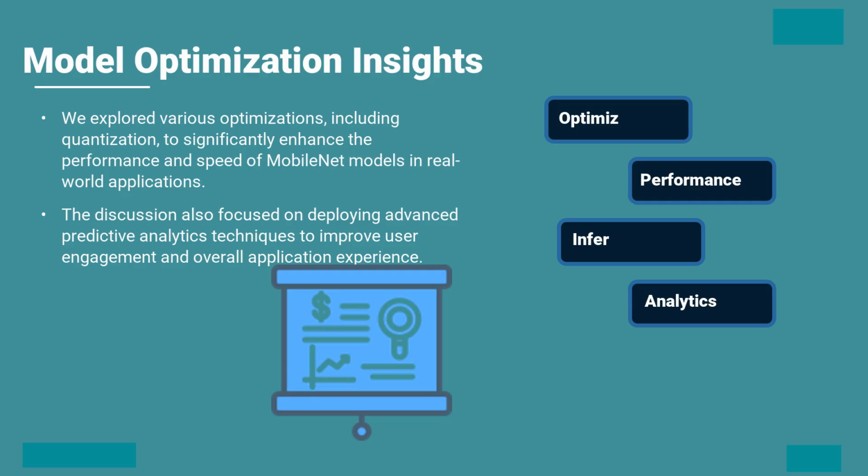So far, we have learned about the significance of inference speed in evaluating Mobilenet's performance and the role of FLOPS as a measure of computational efficiency. We've discussed how to implement Mobilenet in mobile applications, execute inference, and measure performance with practical coding examples. Additionally, we have explored optimizations like quantization to improve model efficiency and speed, ensuring better user experiences. Moving forward, we will delve into advanced techniques for deploying models and enhancing user engagement through predictive analytics.